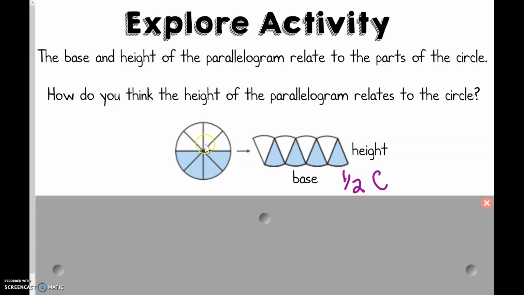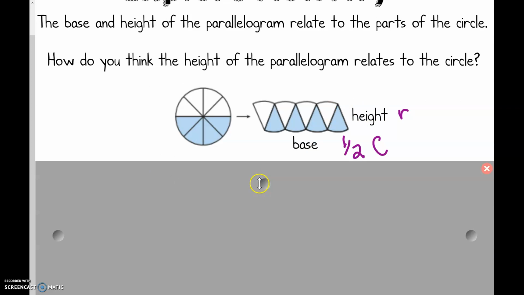I can pick any spot on the edge of the circle as long as it's straight to that center, then it's going to be that radius. Well, that's what's happening when we look at the height of our parallelogram. So the height is going to be the same as the radius of the circle. Okay, that's what those pieces are when we look at these shapes, right? They're a different shape, but they mean the same thing. They have the same space, so we're relating them to each other.